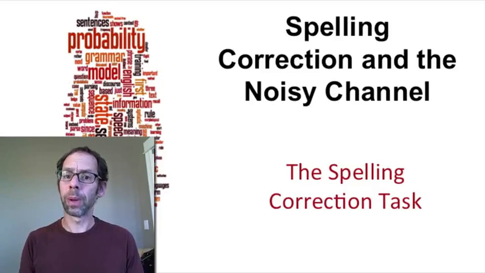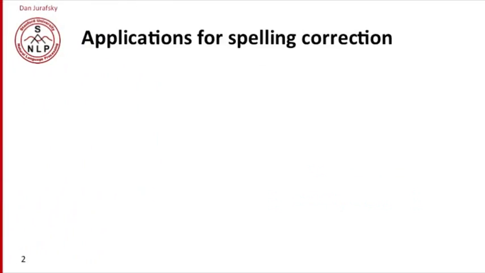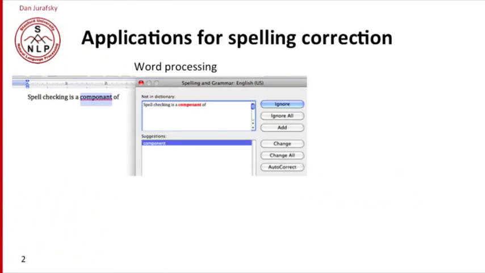Today we're going to talk about spelling correction. Lots of applications make use of spelling correction. For example, word processing. Almost any modern word processor will take a misspelled word like component with an A and give you suggestions like component with an E and automatically replace it for you.